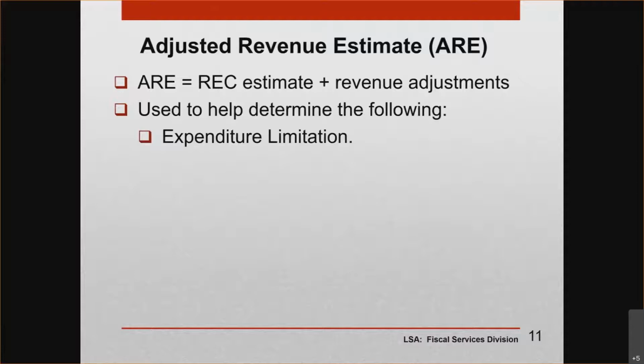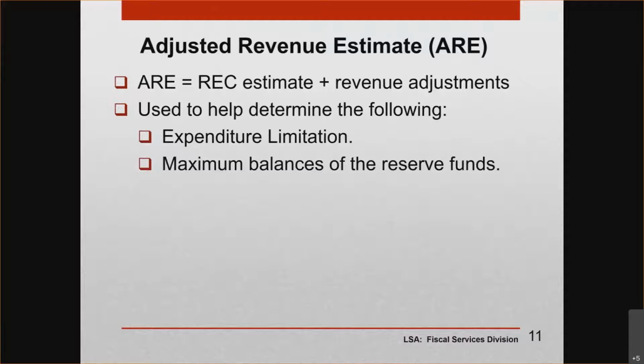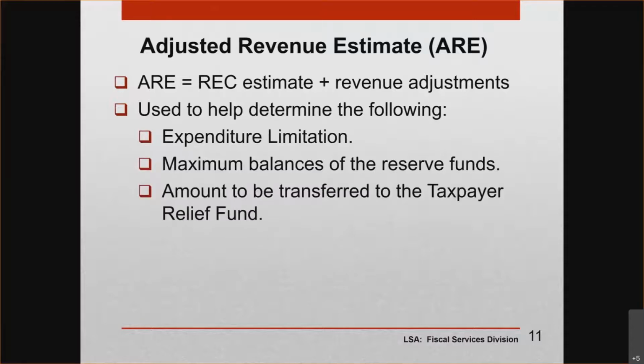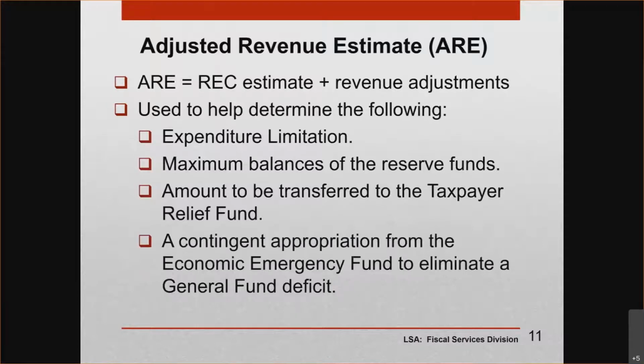It's used to calculate the maximum balances associated with the reserve funds. It's used to calculate the amount that's to be transferred to the Taxpayer Relief Fund. And then lastly, there's a provision in code under the Economic Emergency Fund, which is one of our state reserve funds. It's a provision that's a contingent appropriation that can be used to eliminate a general fund deficit at the end of the fiscal year when the books are being closed. And we'll address this again when we get to discuss the reserve funds.